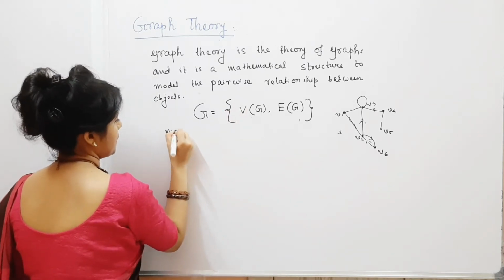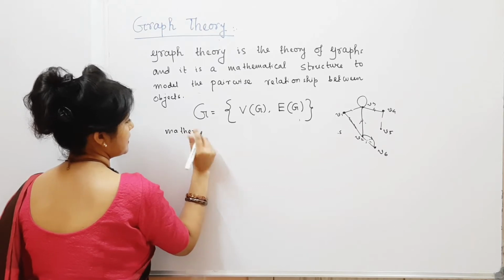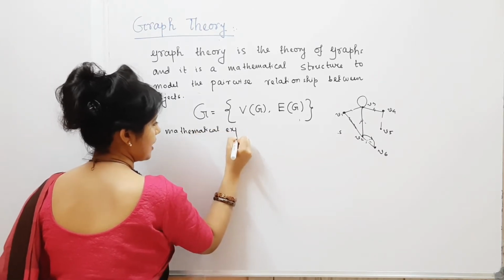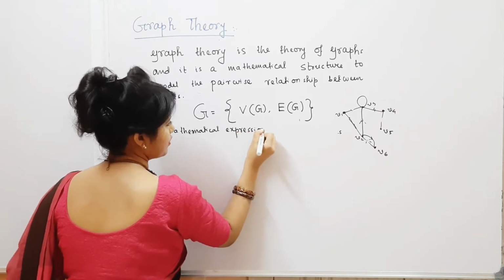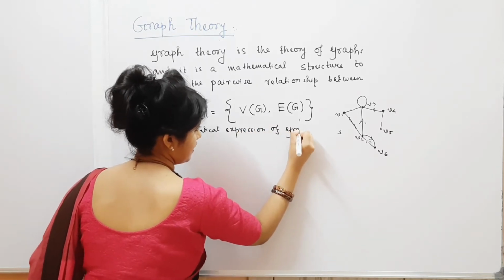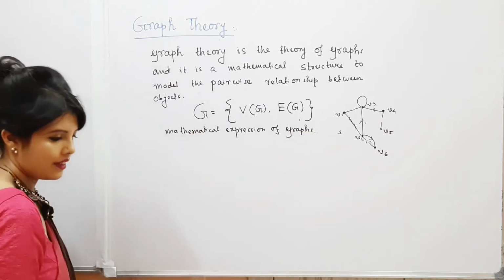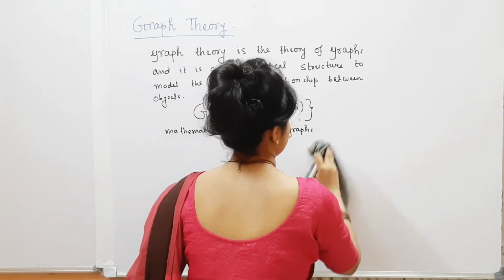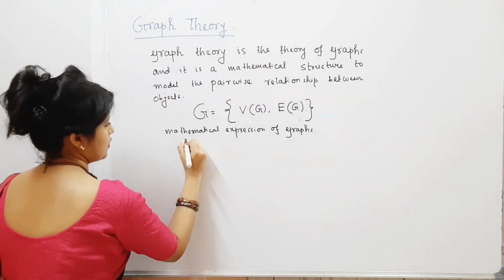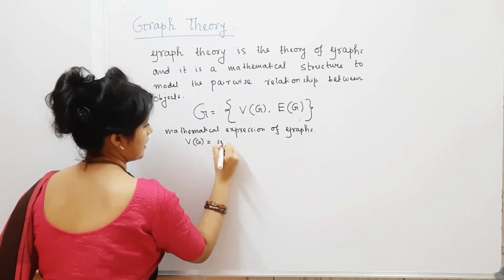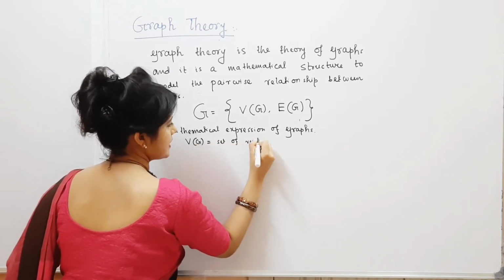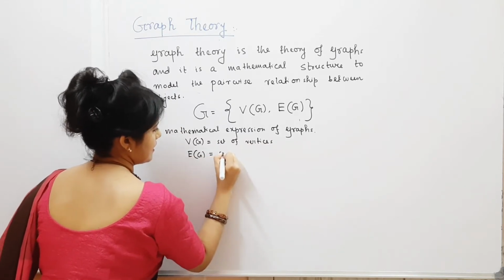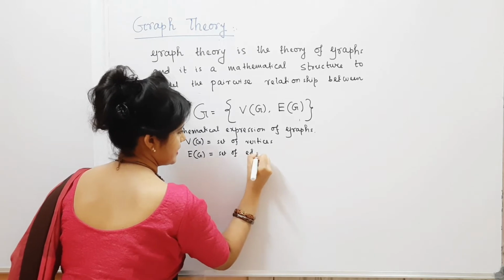Okay, so this is the mathematical expression of graphs. Now I am writing specific graphs, where VG is the set of vertices and EG is the set of edges.